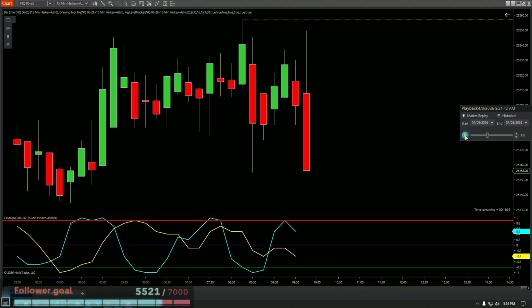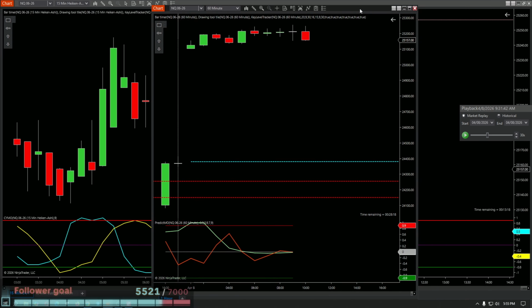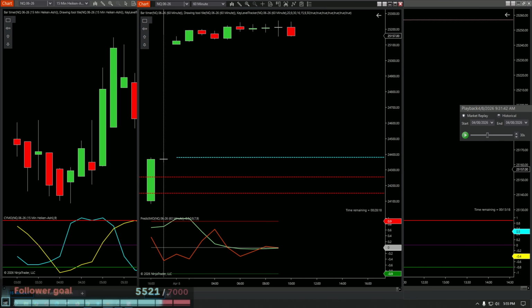Okay, guys, here's the opening bell right here. This is 9:30 in the morning, and you can tell you had a big spike and then prices coming down. But you also have cycle and momentum both coming down. So this is really confirming the bias that you saw right here on your 60-minute time frame.